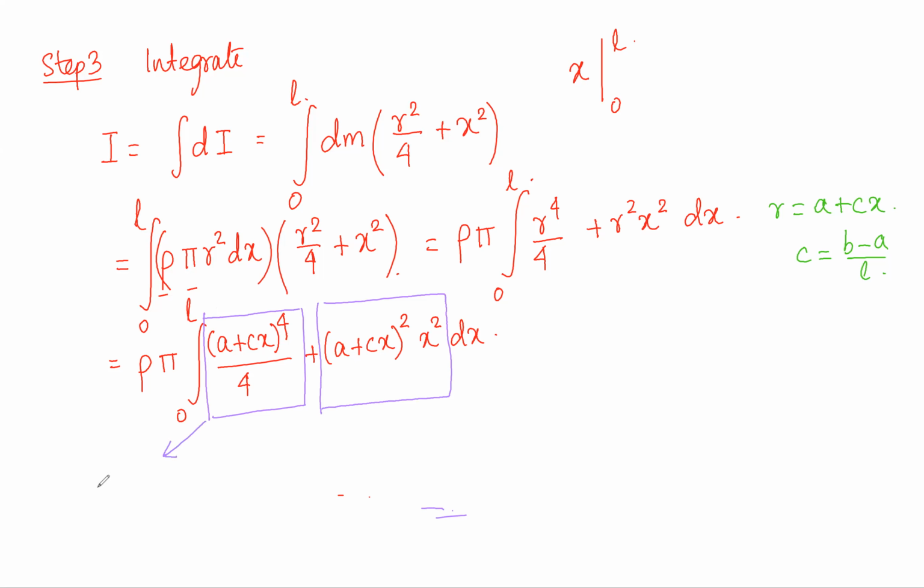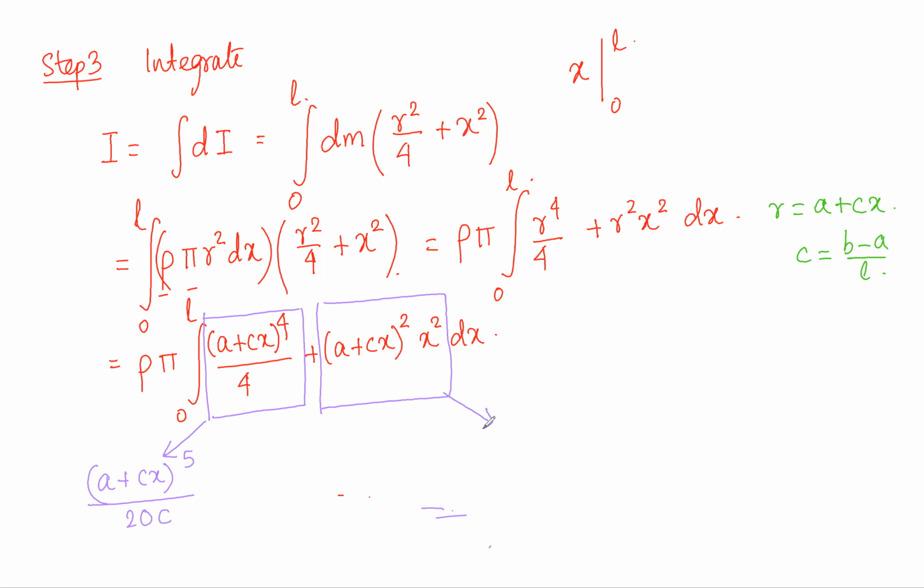So this integration can be directly written as (a plus cx) whole to the power 5 divided by 4 into 5. So that is 20. There is a c with x that will also get divided. So that is the integration: (a plus cx) to the power 5 divided by 20c.